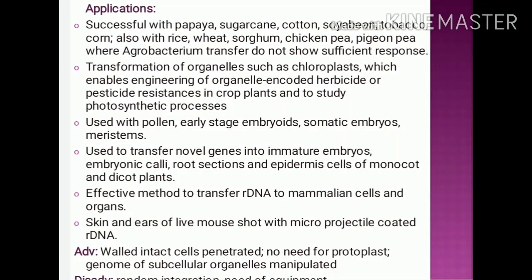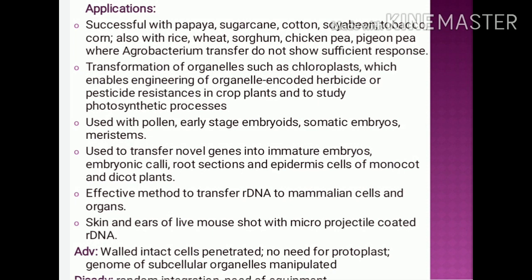Coming on to application, it is successful with papaya, sugarcane, cotton, soybean, tobacco, corn, also with monocot plants like rice, wheat, sorghum, chickpea, pigeon pea, where agrobacterium transfer do not show sufficient response. Transformation of organelles such as chloroplasts enables engineering of organelle encoded herbicide or pesticide resistances in crop plants and also to study photosynthetic processes. The method could be used with pollen, early stage embryoids, somatic embryos and meristems.